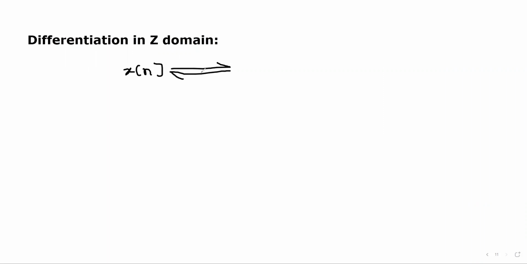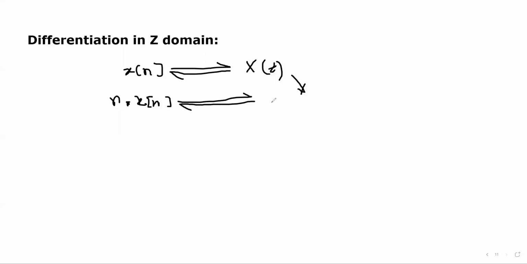If I'm doing differentiation in z domain, x of n is my signal sequence. If I'm applying z transformation to that, I will get X of z. And if I'm differentiating X of z with respect to z, I am able to get the value as n into x of n.